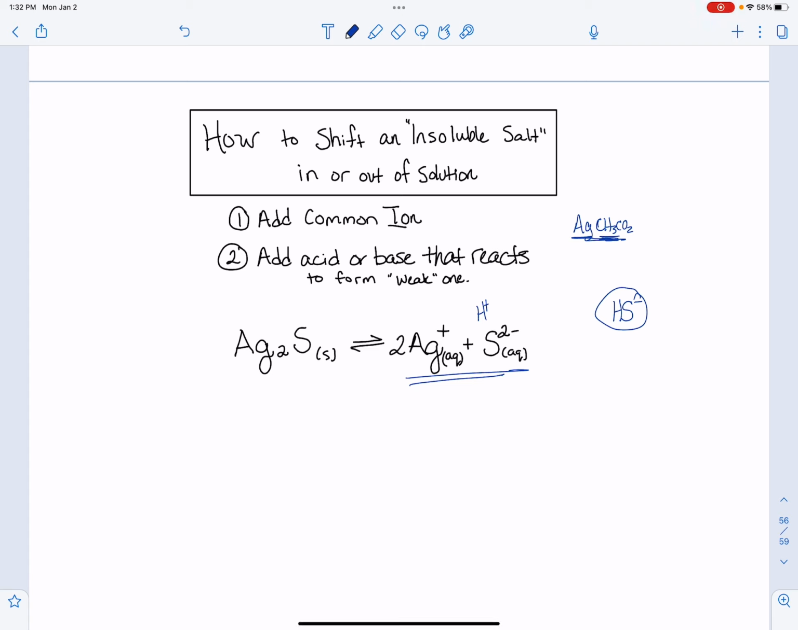So if I add something that can make a weak acid or a weak base, what I'm really doing is decreasing an ion on this side, and it will cause things to be more soluble and to go into solution more. And again, this also has useful reasons behind it. There are a lot of different reasons that you might want to do this, and they're very practical. But just know that adding an acid or a base that makes something weak is really helpful in terms of making things more soluble.